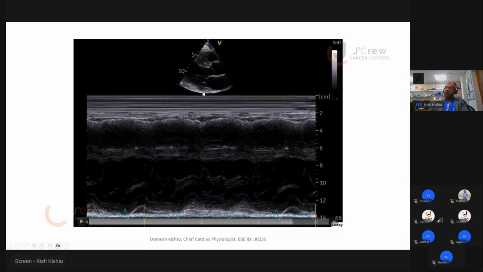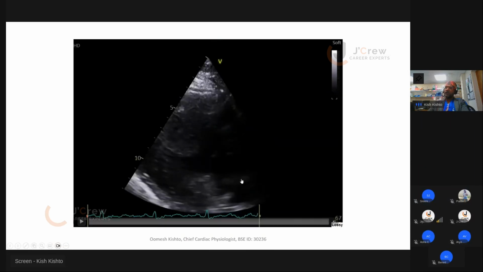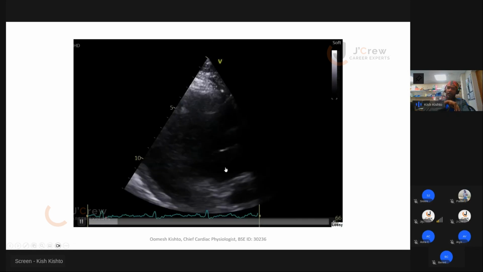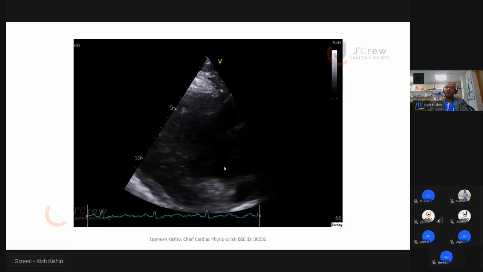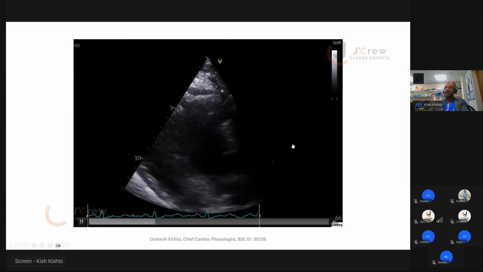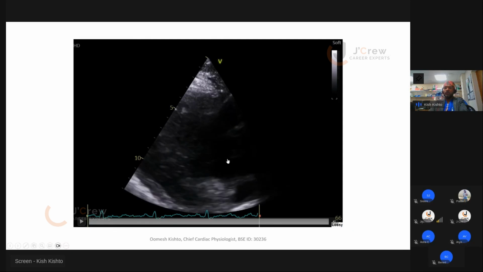Again, with your cursor aligned, look at the opening and the closure of the mitral valve. Tilt down. Bearing in mind this patient, I had to scan in ITU, so lying flat wasn't the best position. But again, you just do what you can.